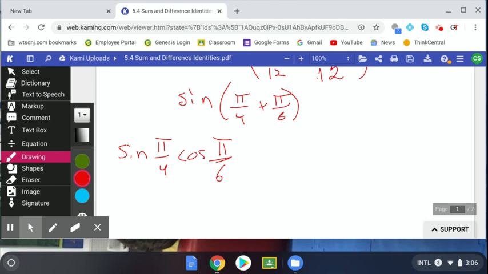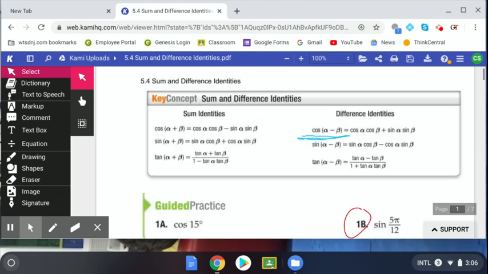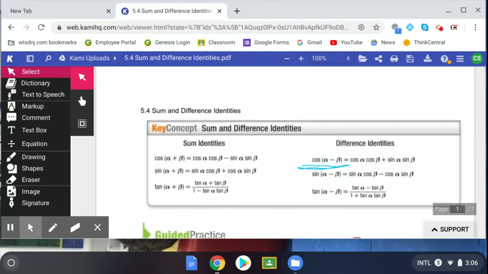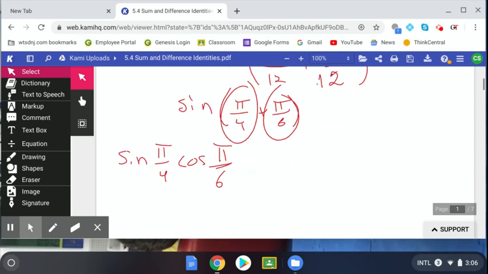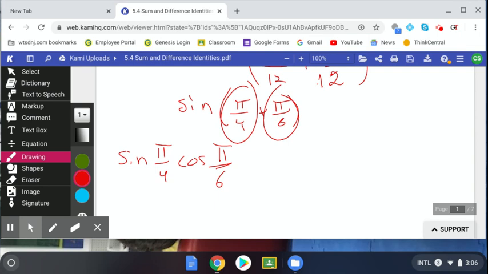So this is my alpha, that's my beta. I'm getting that from up here. Okay, so sine of a sum: sine of the first, cosine of the second, plus cosine of the first, sine of the second. That's what I'm doing.